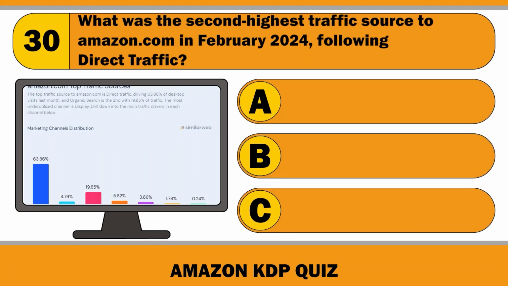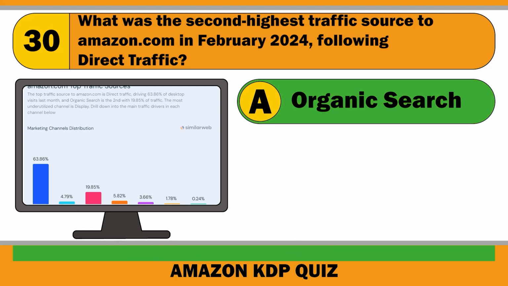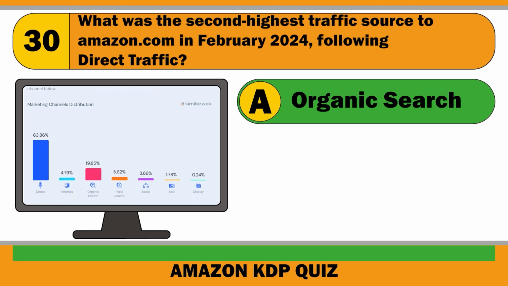Here is another question about traffic to Amazon.com. What was the second highest traffic source to Amazon.com in February 2024 following direct traffic? Was it organic search, paid traffic, or social media? The answer is organic search. This is the traffic that comes from the search results pages like Google. The percentage of it was high, around 20%. So if you can rank your books on Google, this is free traffic to the Amazon listings.